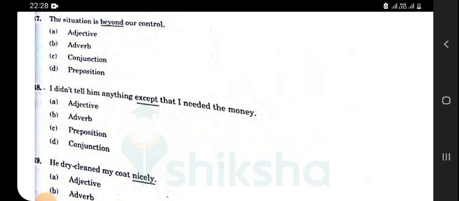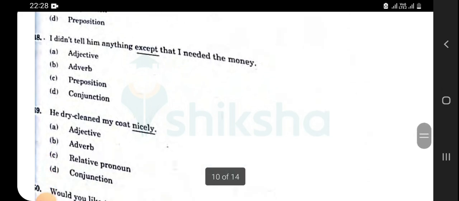It is not even preposition. So the option for 48 is D, conjunction. 49, he dry cleaned my coat nicely. Remember, dry cleaned is something that we should focus on here. He dry cleaned my coat nicely. So dry clean is modified by nicely. So here nicely is adverb.